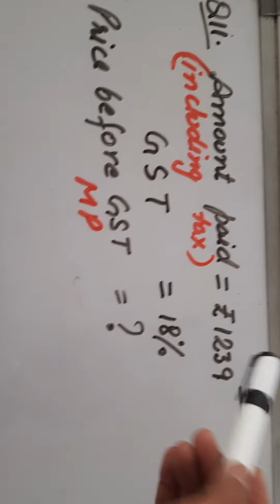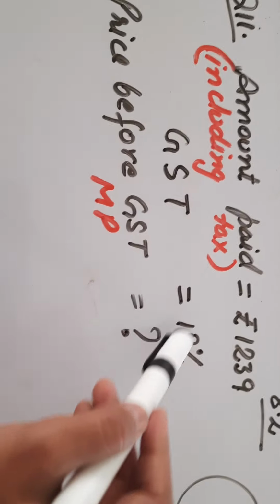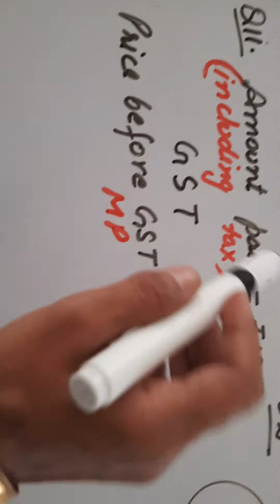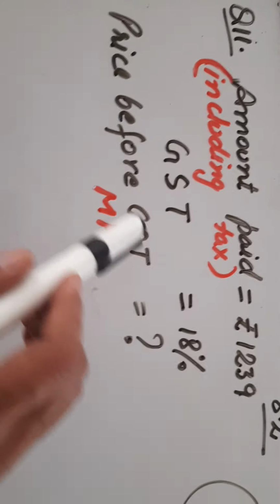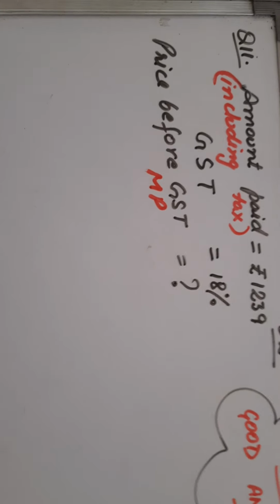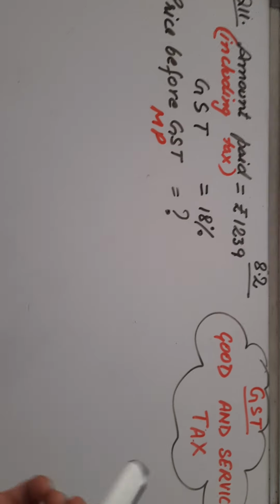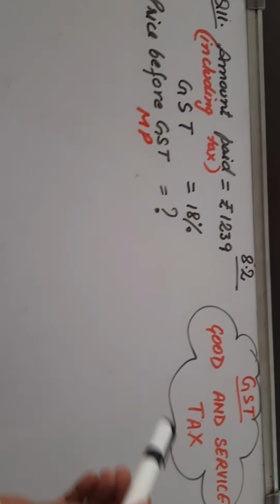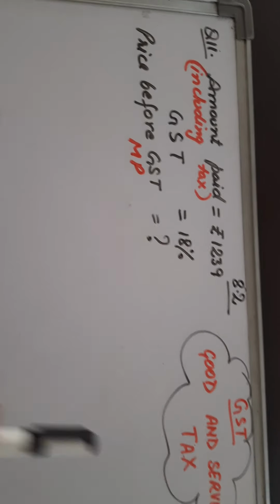This is the amount paid, which we have already paid. And which amount do we pay? The one in which GST is already added. So the price of the article before GST we need to find out. Means marked price again we need to find out. The question is just similar to the previous question, and note down the full form of GST in your notebook also. GST means goods and service tax.